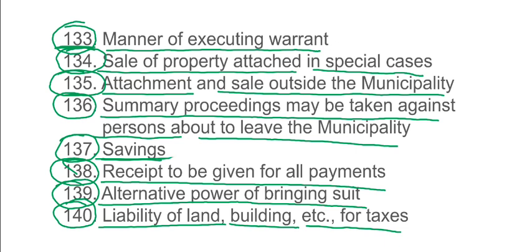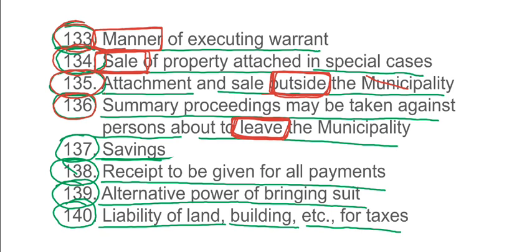Now let's see the key terms for these sections. For section 133, manner of executing warrant. Manner is the keyword. For section 134, sale of property. Sale is the keyword. For section 135, outside is the keyword. When property is sold or property is acquired from outside of the municipality. Section 136, leave is the keyword. When a person leaves the municipality without paying the taxes.